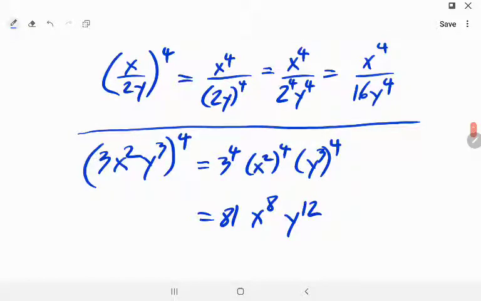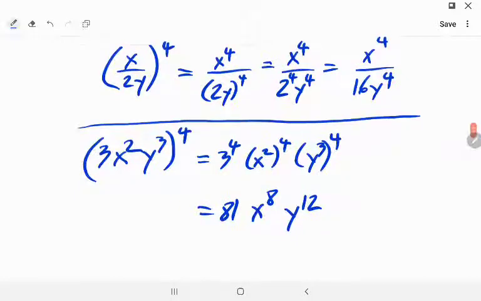And again, the idea is that if we take x squared times x squared times x squared times x squared, we get x to the 8th. If we take y cubed times y cubed times y cubed times y cubed, we get y to the 3 plus 3 plus 3 plus 3, which gives y to the 12th.